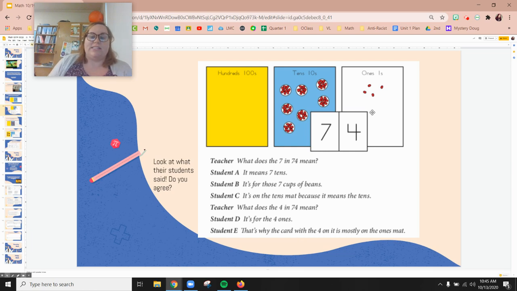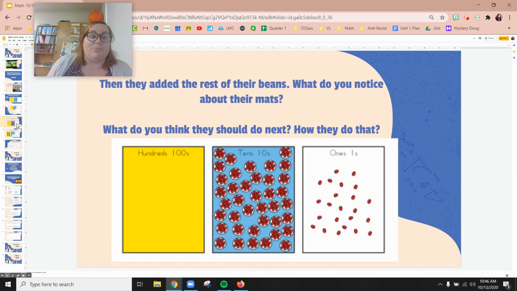There we go. So we see that the 4 is over here on the ones mat, and the 7 is kind of on the tens mat to represent the 7 groups of 10. Awesome. So that's the first part. So this class only had 74 beans. In our next video, I'm going to go to a class that has way more beans, and we're going to talk about how you can figure out how many beans they have.